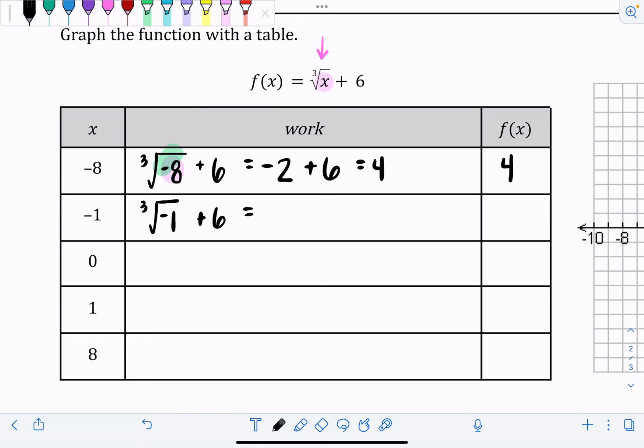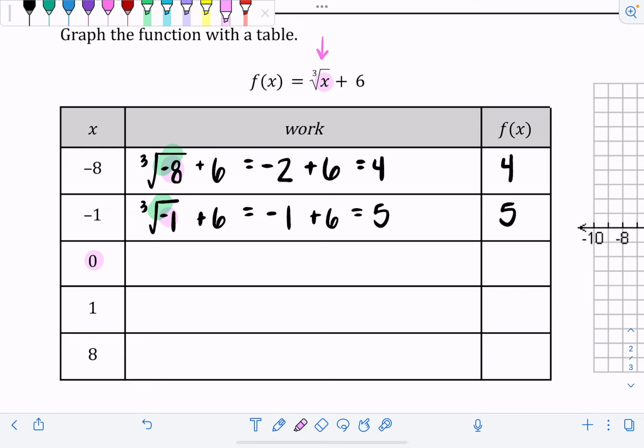I'm not going to keep switching back and forth between the table, but just know you can reference the table to find whatever cubed root you need. So we put in -1 for x, and the cubed root of -1 is -1. So it'd be -1, and then the plus 6. And then -1 plus 6 is 5, so this would be a 5 over here.